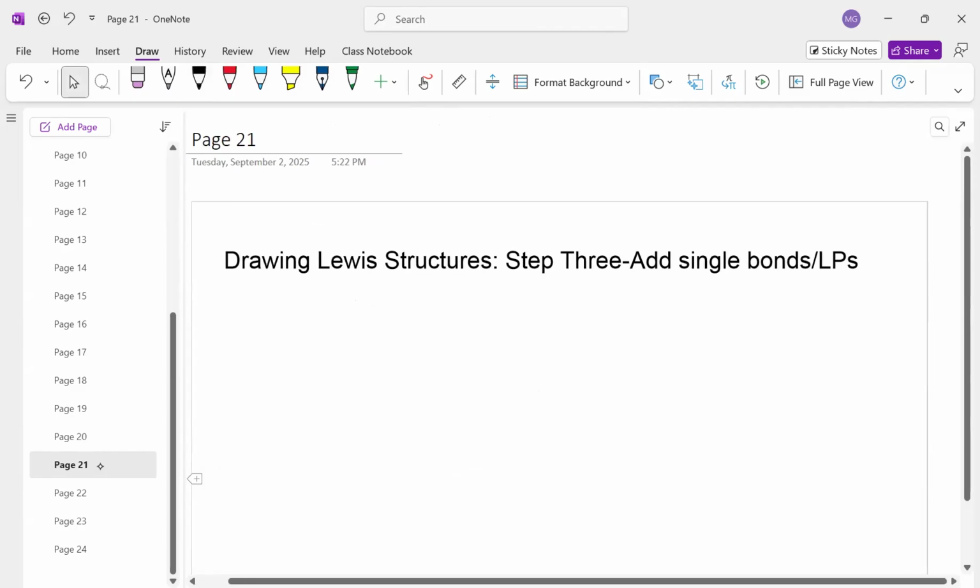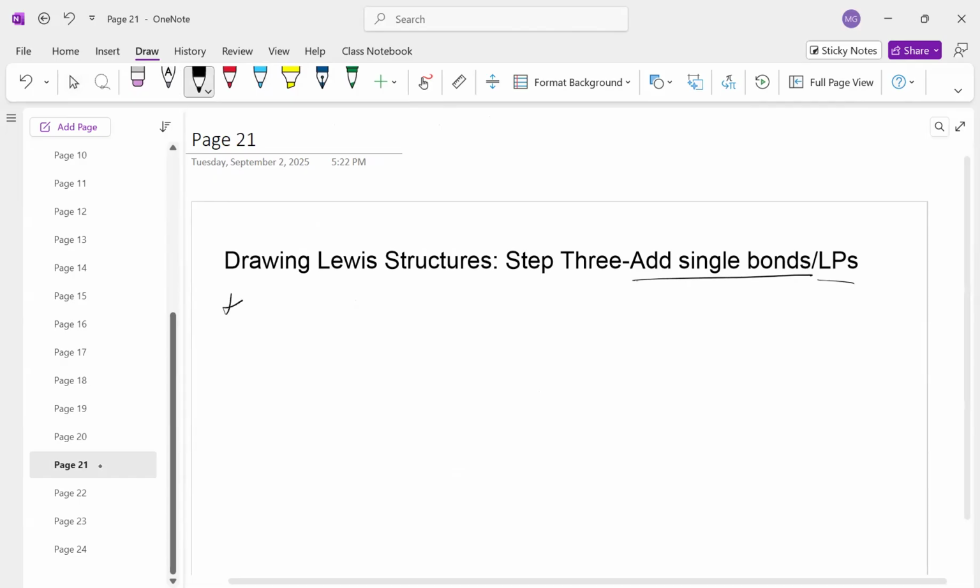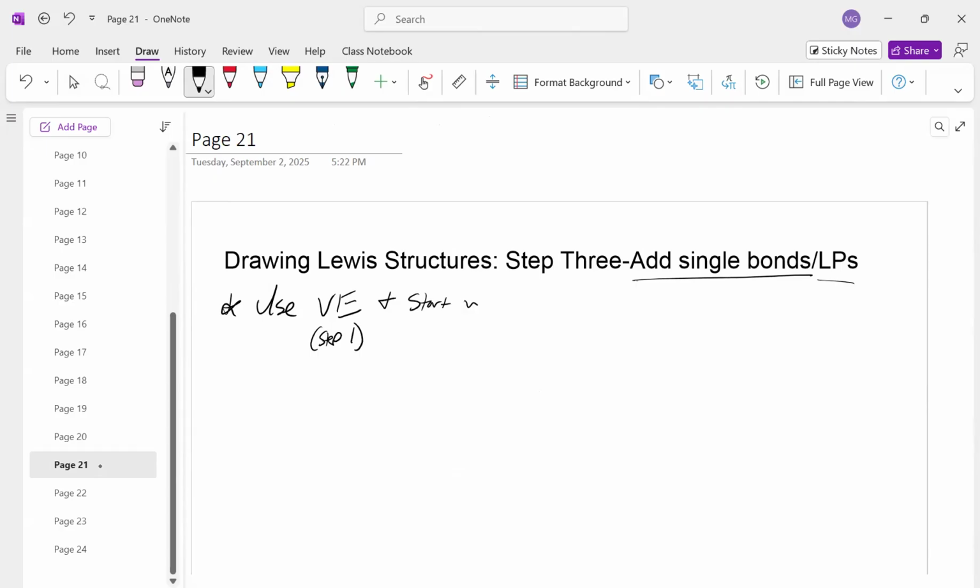All right, in step three, we're just going to add single bonds and lone pairs. Now, where are we going to get these electrons? We're going to use the valence electrons we added up in step one, and start with one bond from each terminal atom to a more central atom.